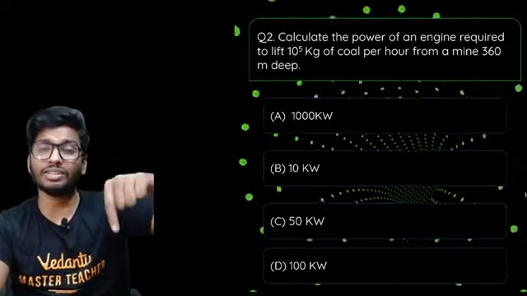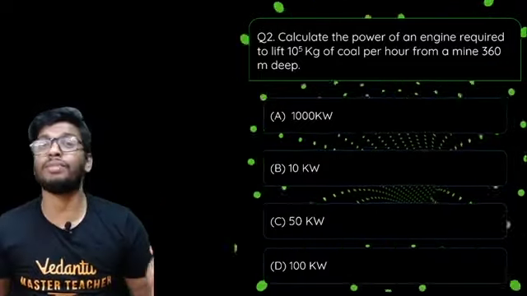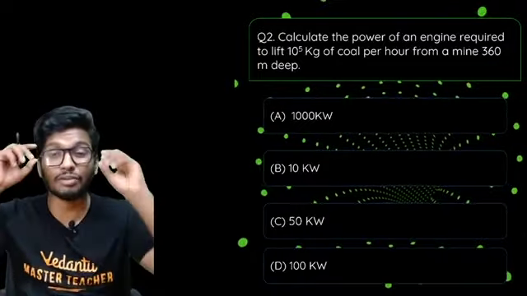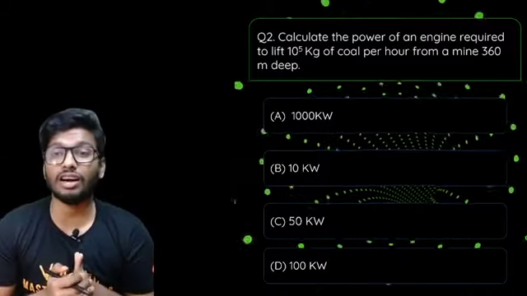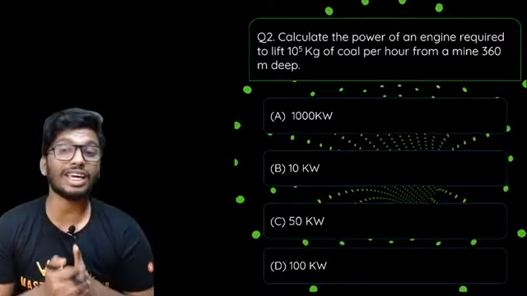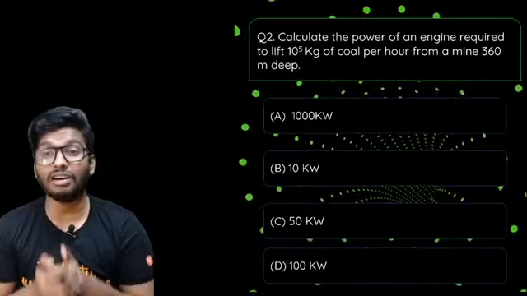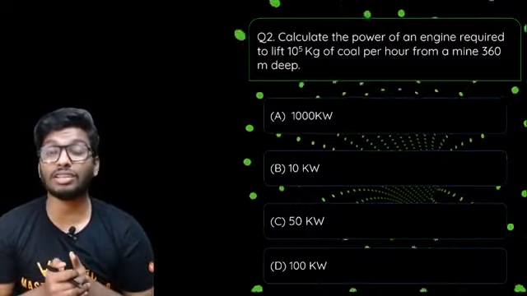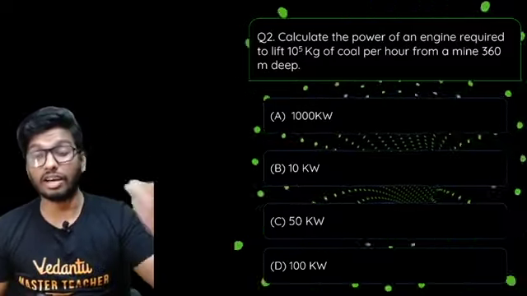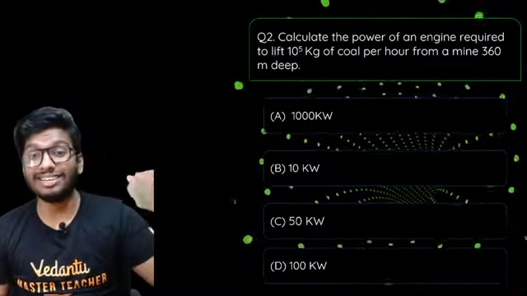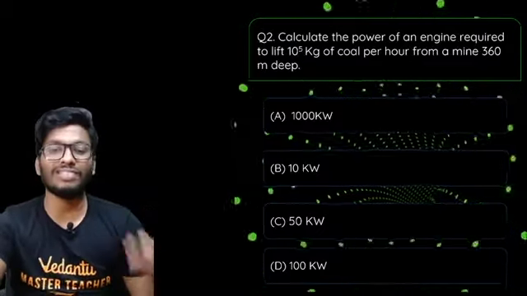Now again, guys, I want you guys to let me know the answer in the comment section below. Don't just copy the answers. I want you guys to try it out. Here's the second question. Calculate the power of the engine required to lift 10 to the power 5 kg of coal per hour from a mine 360 meters deep. 1,000 kilowatt, 10 kilowatt, 50 kilowatt, or 100 kilowatt.